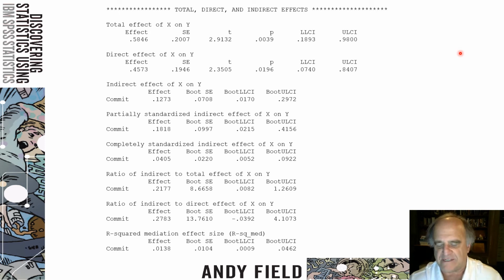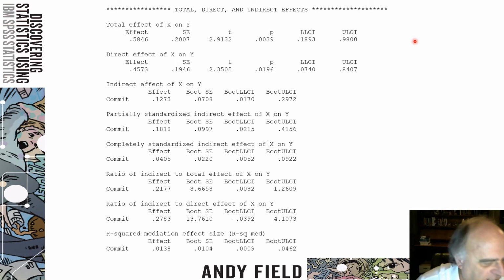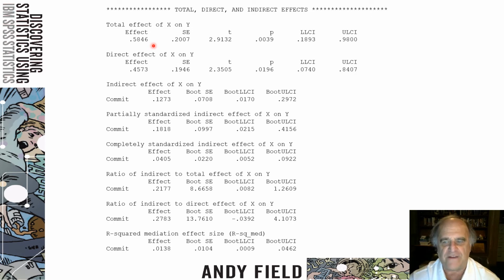And you can try to calculate some of the others, because Field has told you how to calculate them. So we'll start with the total effect of x on y. The total effect of x on y is that simple effect, or the C path, from pornography consumption to infidelity. It's what was given in output 11.6. So the total effect is 0.5846. That's the B parameter for pornography in that model, and this is the rest of the data that accompanies that.